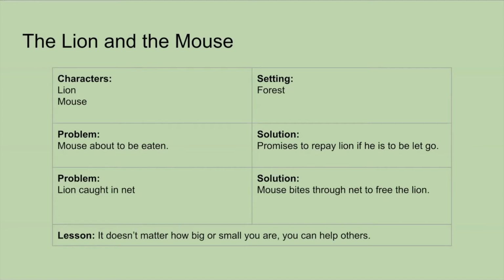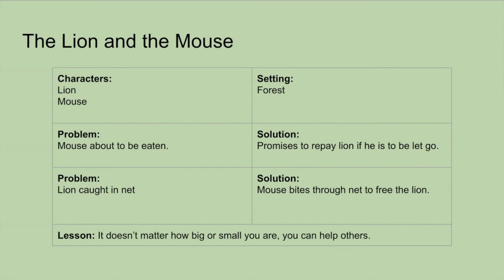What is a problem that we encountered? The mouse was about to be eaten by the lion. And what was the solution to this problem? So the mouse promises to repay the lion if he is to be let go.